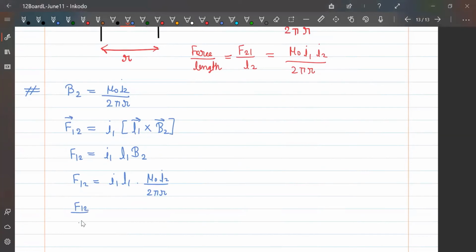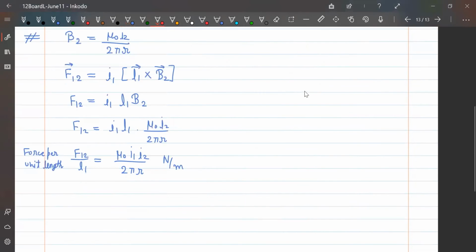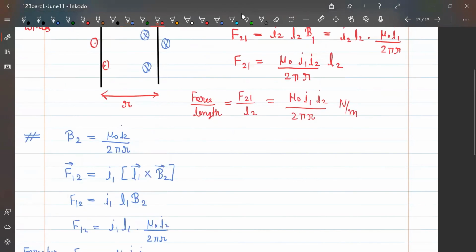So this is force per unit length of wire. F12 by L1 will be again mu naught I1 I2 by 2 pi R. The unit will be, of course, Newton per meter. So two wires, if they contain current in the parallel direction, they will attract each other. And you can also take the second case.